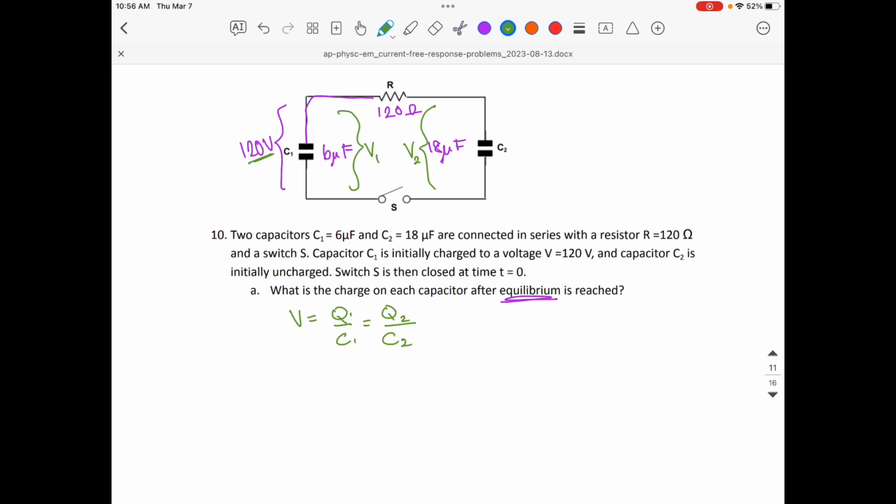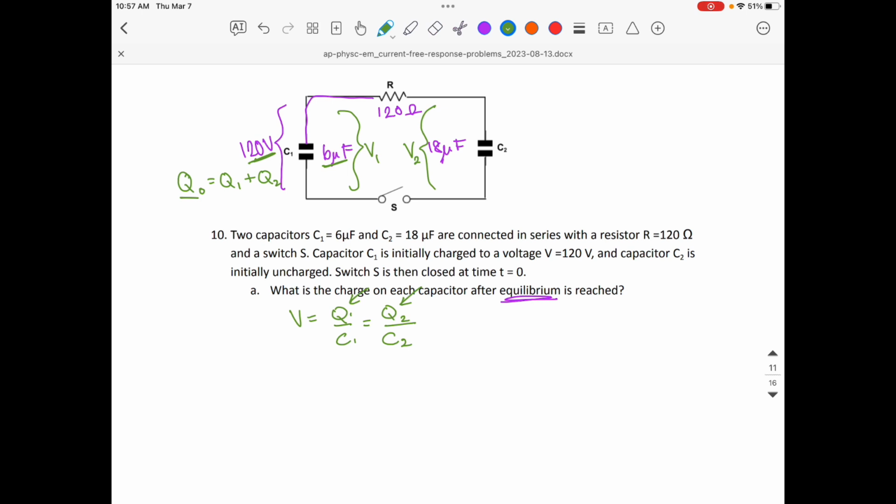The next thing we have to keep in mind is conservation of charge. The original charge we started off with, from the 120 volts and the 6 microfarad capacitor, is my Q original, and that's going to equal the sum of the charges that then split between the two capacitors. The first step we need to do, because we can't have too many unknowns and we have Q1 and Q2 that are unknown, is to figure out what this original charge is.